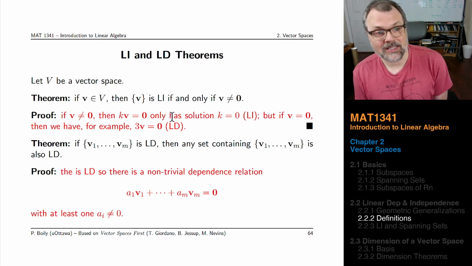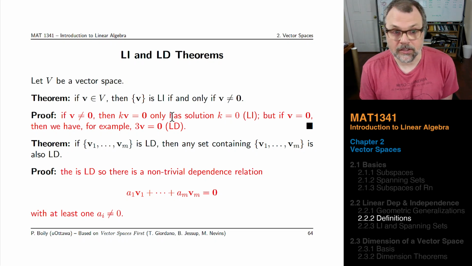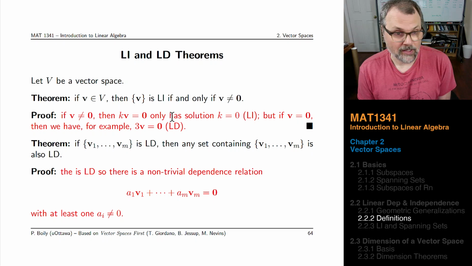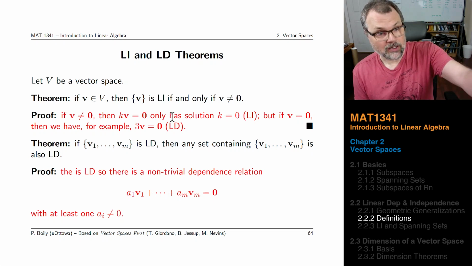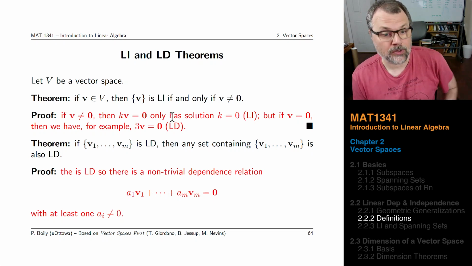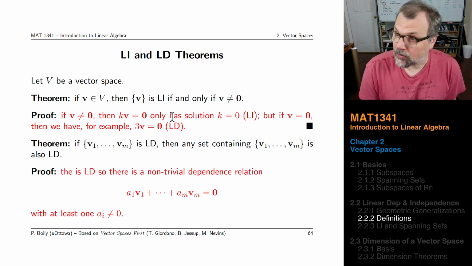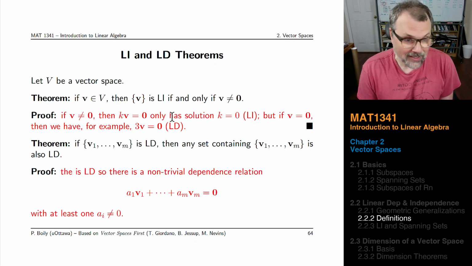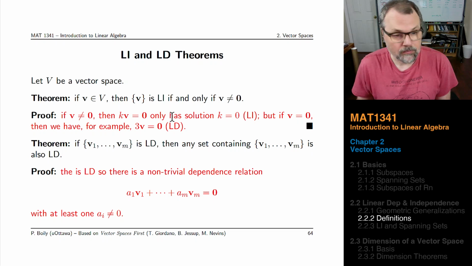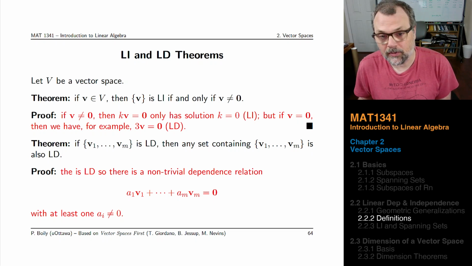Now, because the set is linearly dependent, there is a non-trivial dependence relation, right? I mean, you can write a linear combination of the m vectors being equal to 0, and one of the solutions has at least one of the coefficients being different from 0.